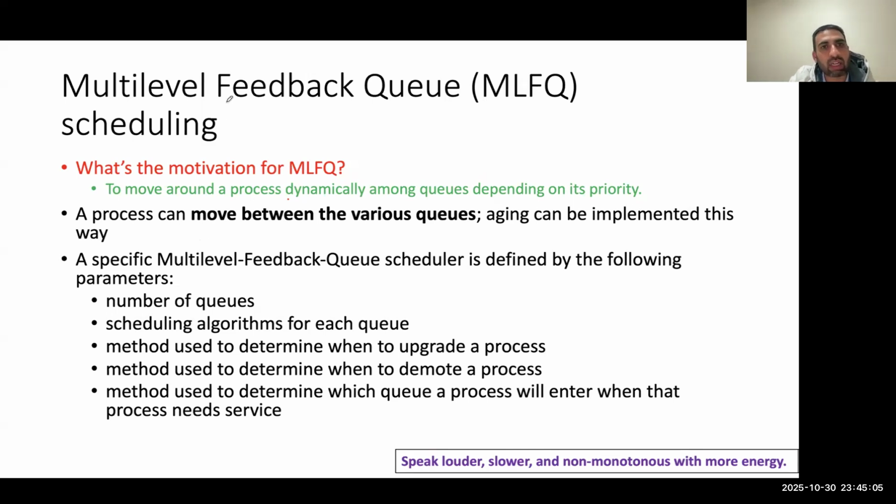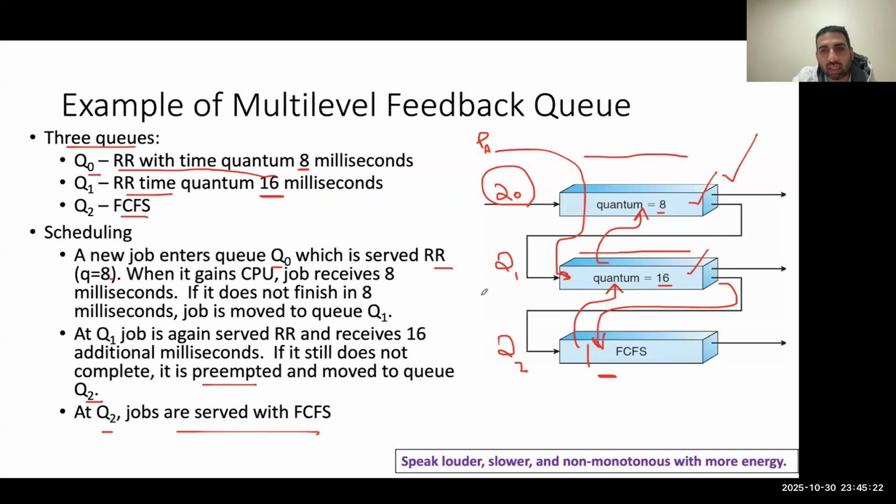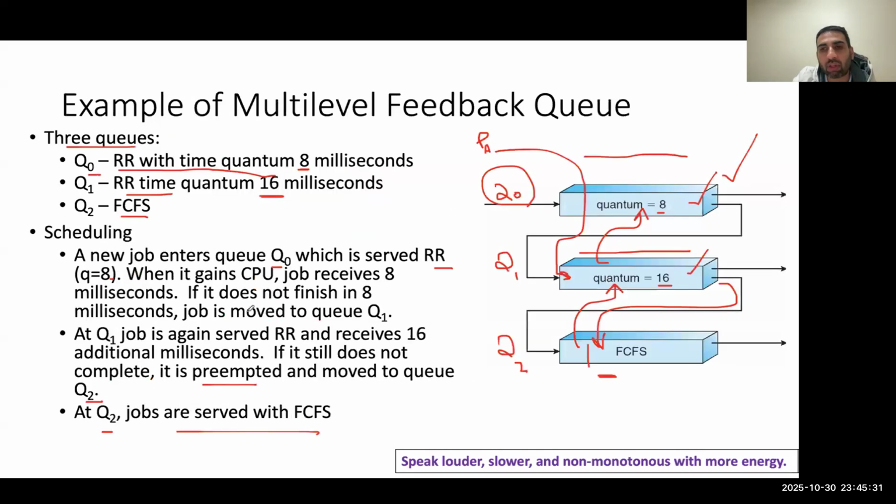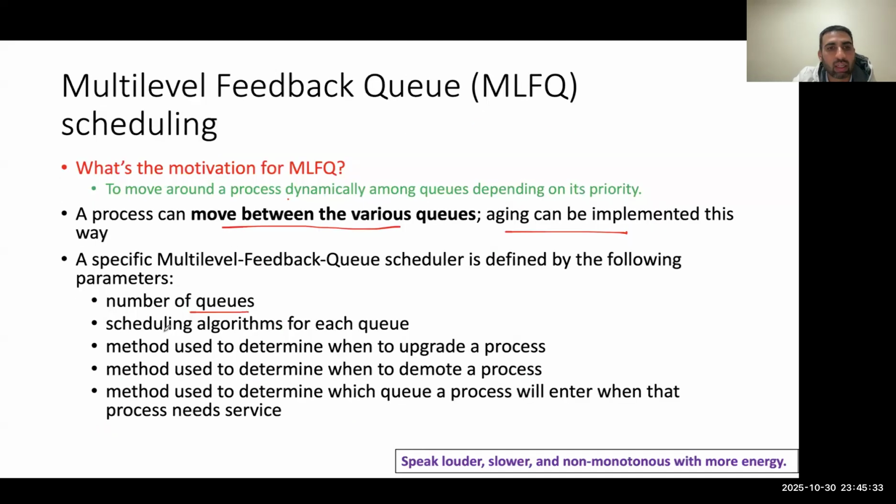So in multi-level feedback queue scheduling, a process can move between the various queues, just like I showed you. Aging can be implemented this way. A specific multi-level feedback queue scheduler is defined by the following parameters. As I said, this was just an example, but by defining different parameters, you can develop a different algorithm. For example, what are those parameters? Number of queues. Here in this example, we have only 3 queues.